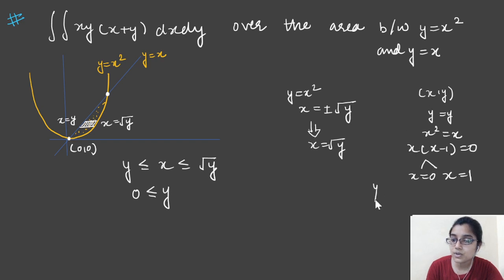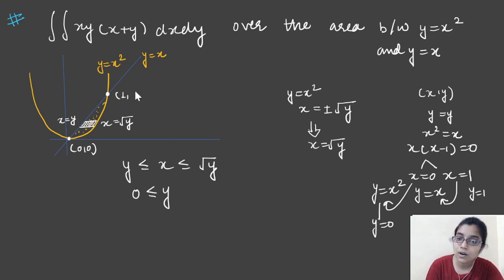Now you substitute either in y equals x square or in y is equal to x. Once you keep x equal to 0, you will get y equal to 0, and see here y is equal to x and y equal to x square are intersecting and we are getting (0, 0). You will keep x equal to 1 here, you will get y equal to 1. It means this is our (1, 1).